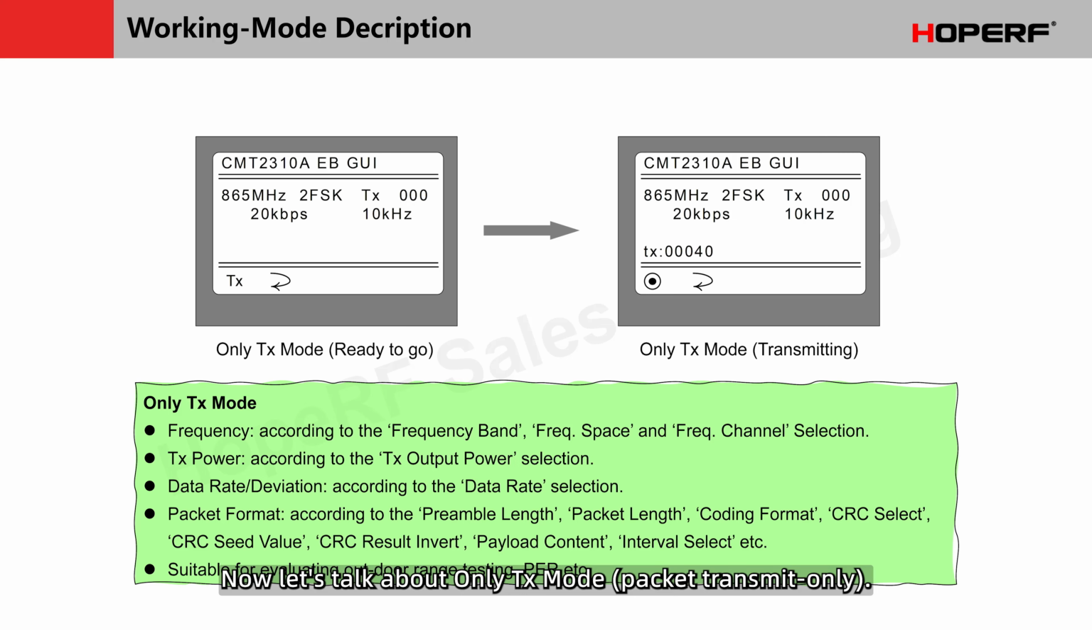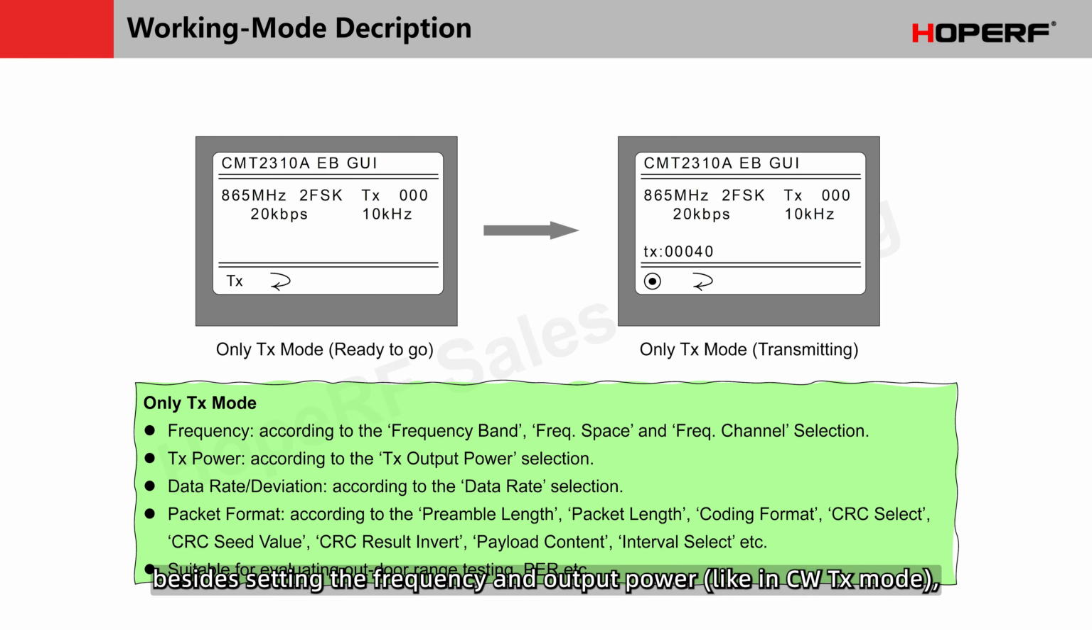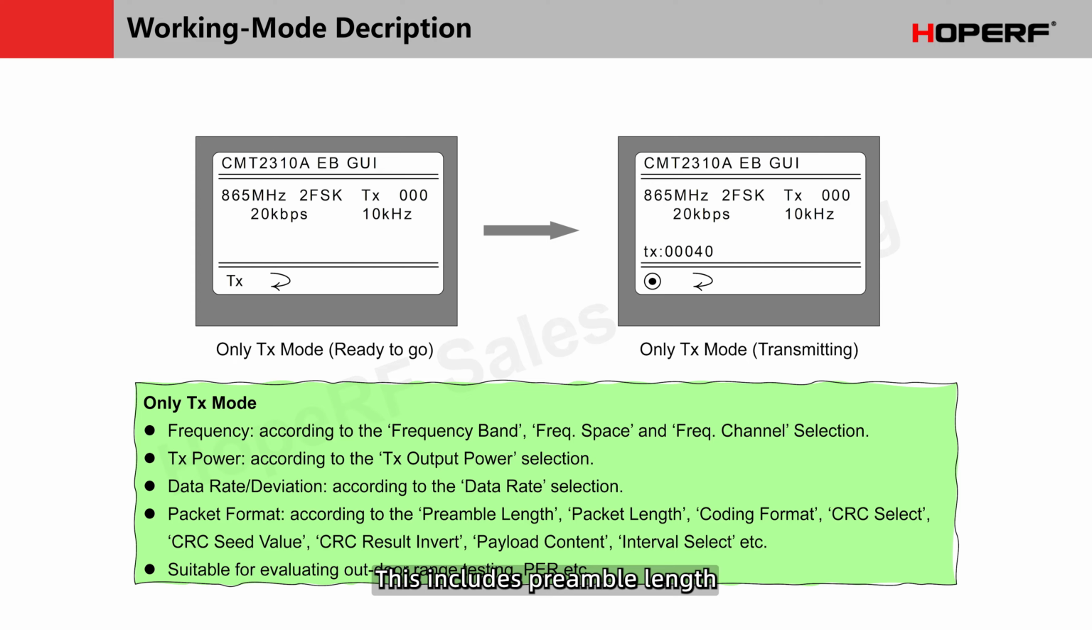Now let's talk about only TX mode, packet transmit only. In this mode, besides setting the frequency and output power, like in CW TX mode, you also need to configure the data rate, deviation, packet count, and packet format settings. This includes preamble length, payload length, encoding, CRC selection, CRC initial value, CRC inversion, payload content, and packet interval.